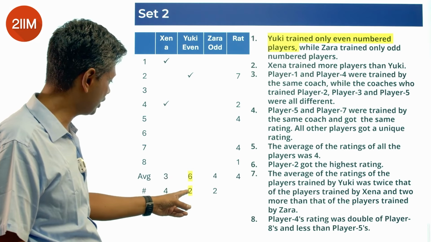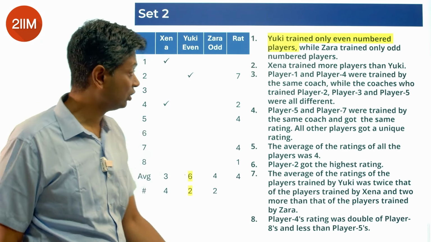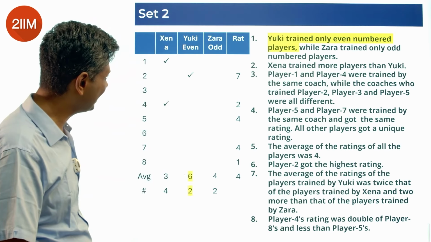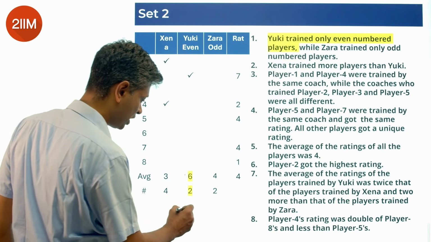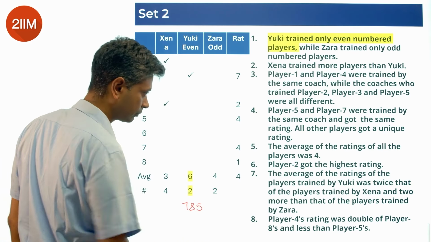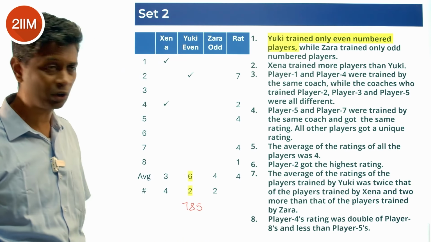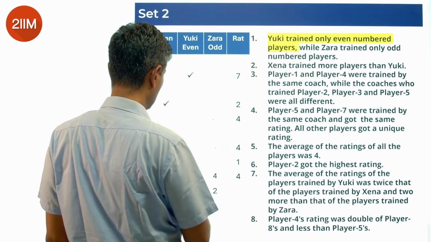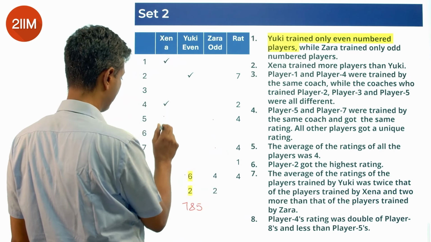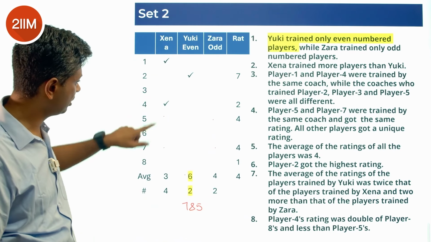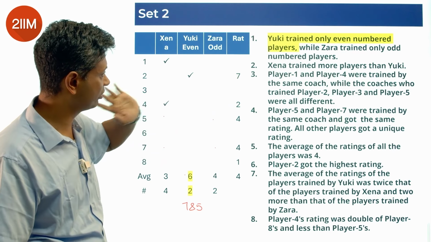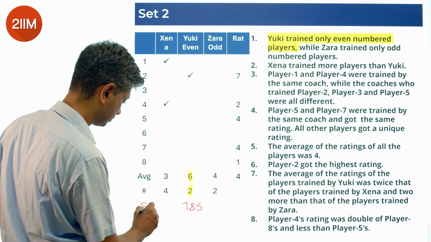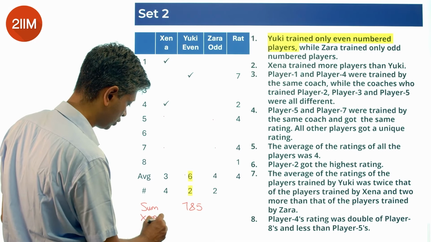Six, an average rating of 6 and 2 people. This is 7, so the other player should have got 5. So the other rating for Yuki is 7 and 5. Right. 2 people get 4 rating. Those 2 could be both Zara or both Zena. If they're both Zena, this will be 4 and 4. This will be 2 and 6. 6 and 2 should be 3, or the sum of Zena should be 12.